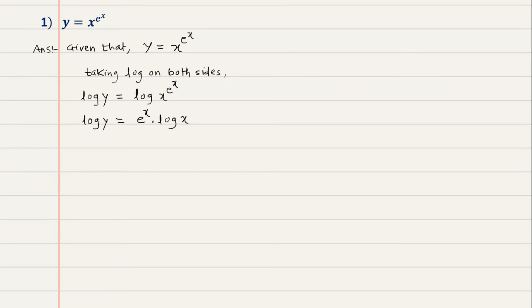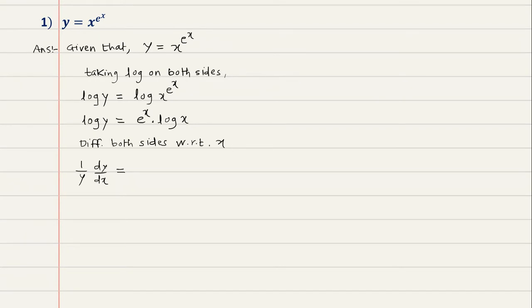Now this is very easy to differentiate now. So differentiate both sides with respect to x. Okay. Then what will you get? What is the derivative of log y? By chain rule, it is 1 upon y into dy by dx. So remember the derivative of log y with respect to x is 1 upon y into dy by dx.